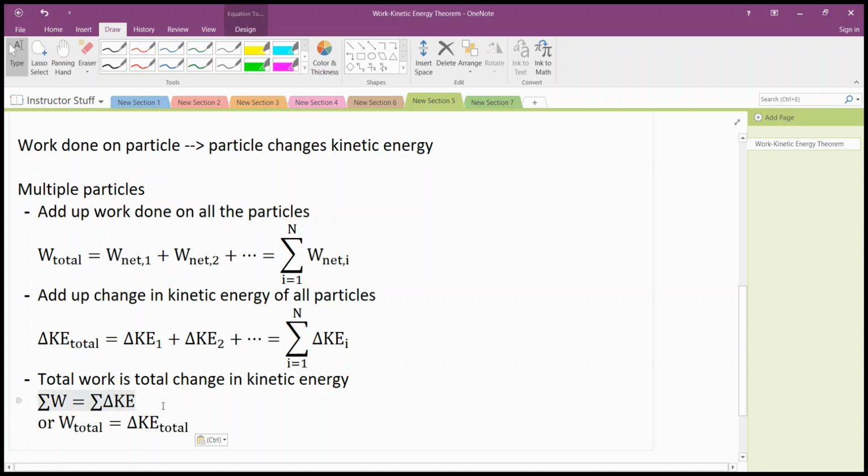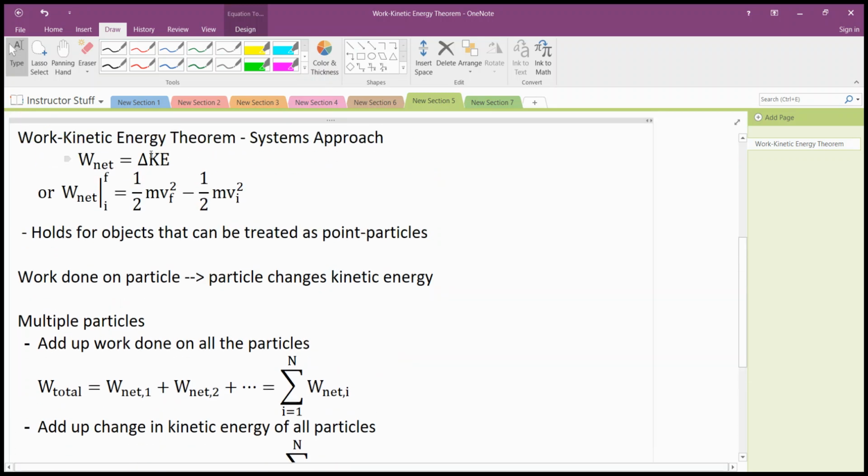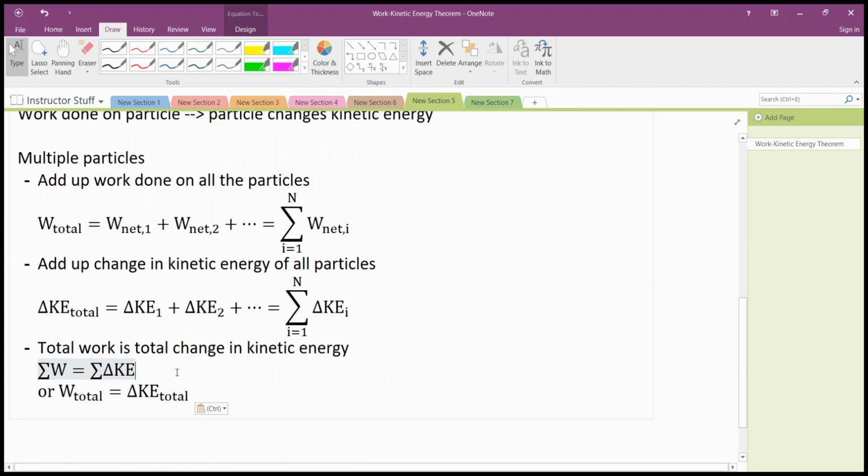Why does this work? Remember, the work kinetic energy theorem held for one particle. So if we have two particles, we can apply the work kinetic energy theorem to particle 1, and we can apply it to particle 2. Then we can just add the two equations together, and that will result in the math below. Therefore, the total work done on all the particles will be equal to the total change in kinetic energy of all the particles.